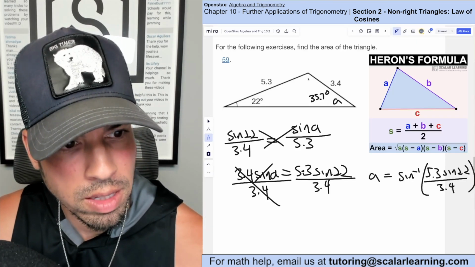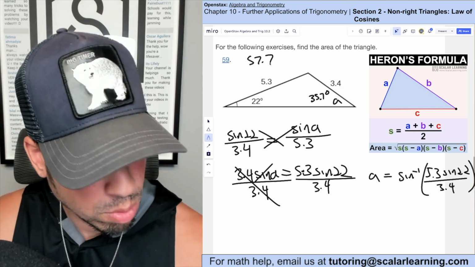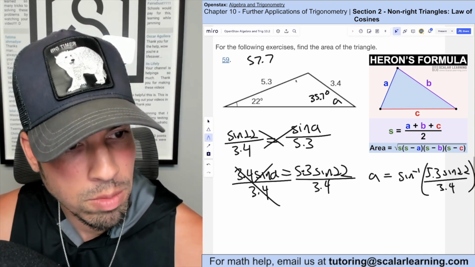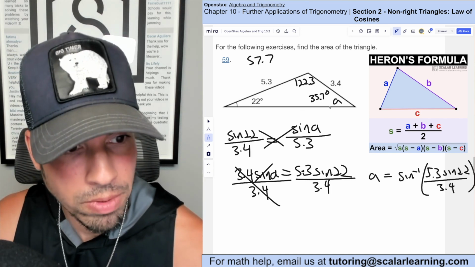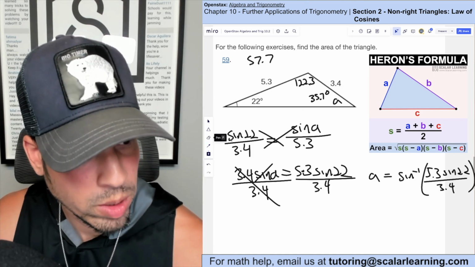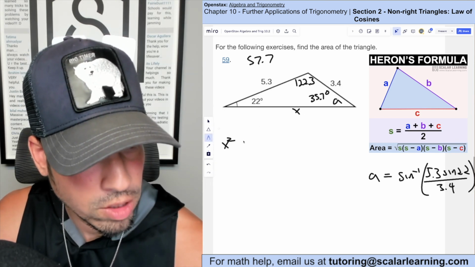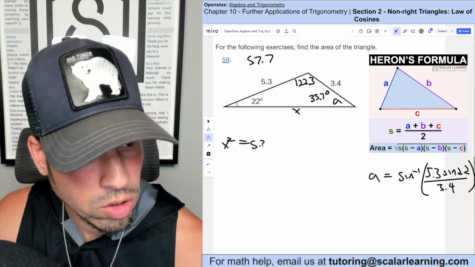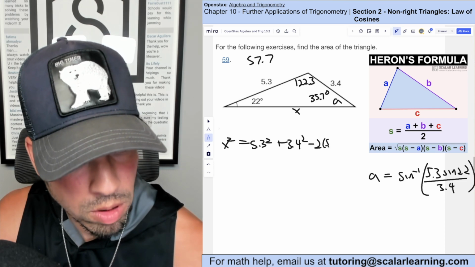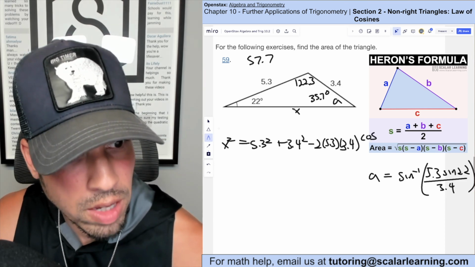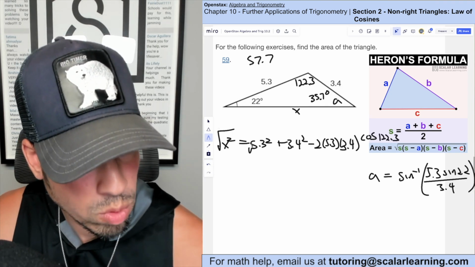And then we can also find this one up here using the triangle angle sum theorem. 22 plus 35.7 is 57.7, which means this remaining angle has to be 122.3. Now, by the way, I can use law of cosines to solve for this missing side. So let's make some room, and we're going to use law of cosines to solve for that missing side. We're going to call this x, and then x squared is equal to the other side squared plus the other side that's given squared minus 2 times both of those, and then times cosine of the angle opposite this side, which is 122.3.